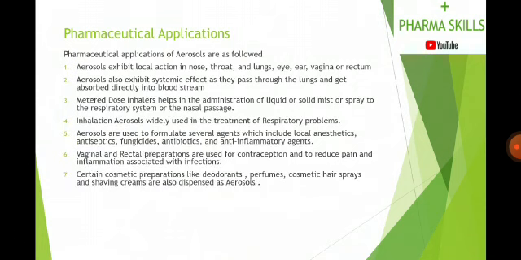Inhalation aerosols are widely used in treatment of respiratory problems. Aerosols are used to formulate several agents which include local anesthetics, antiseptics, fungicides, antibiotics and anti-inflammatory agents. Vaginal and rectal preparations are used for contraception and to reduce pain and inflammation associated with infections. Certain cosmetic preparations like deodorants, perfumes, cosmetic hairsprays and shaving creams are also dispensed as aerosols.